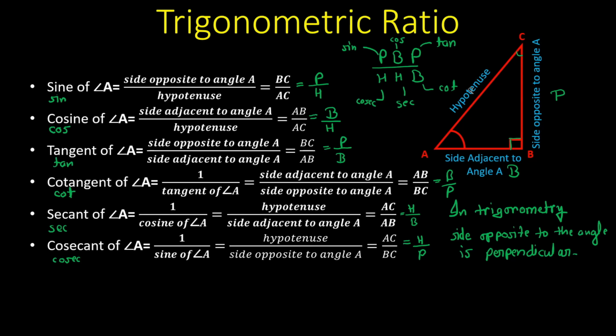Sine A is not equal to cosine A, it is 1 upon cosec A. Sine A equal to 1 upon cosec A. As I told you, cosec A is just the reverse of sine A, then sine A will be the reverse of cosec A. And this is the same.